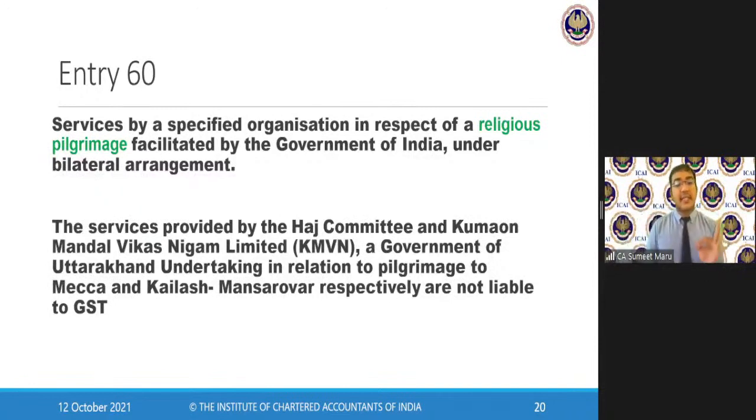The first, services provided by Hajj Committee and Kumaon Mandal Vikas Nigam Limited, a Government of Uttarakhand undertaking, in relation to pilgrimage. So these 2 facilitative tours by government have been given as an exemption. If anyone is providing any activities in relation to Hajj, in terms with the Hajj committee which specifies these tours, and the next is KMVN, this will not be liable to GST. So these 2 religious pilgrimages, one by Hajj committee, another by Kumaon Mandal Vikas Nigam Limited, will be exempt from GST.